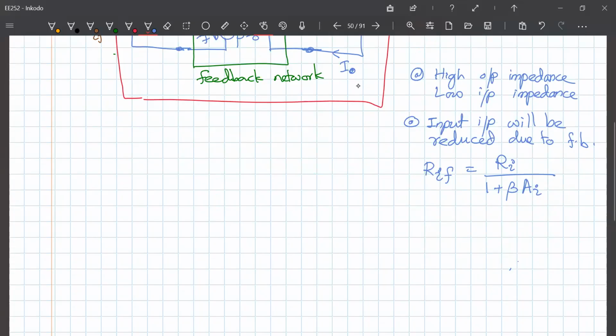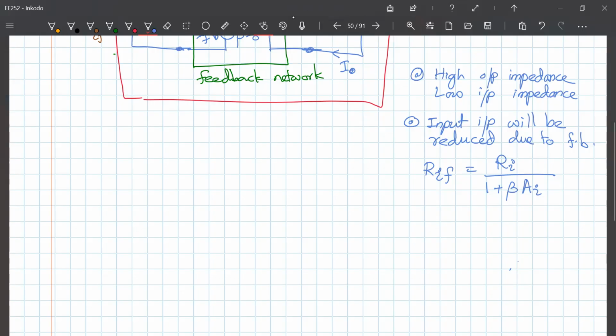Now we have seen the 4 topologies, depending on whether you have a voltage amplifier, transconductance amplifier, transresistance amplifier, or a current amplifier. You use different types of sampling networks and feedback or mixing networks. So we will summarize what we have seen here.